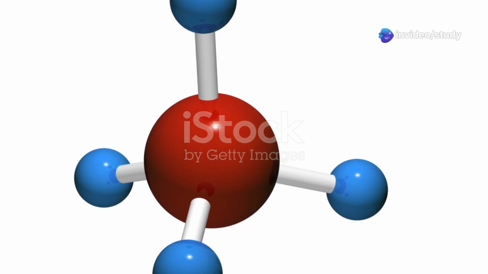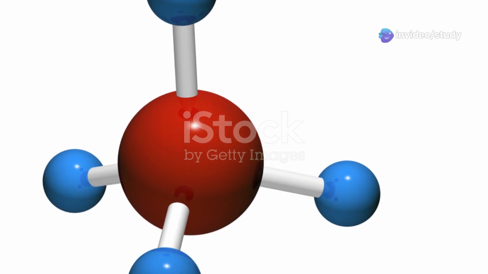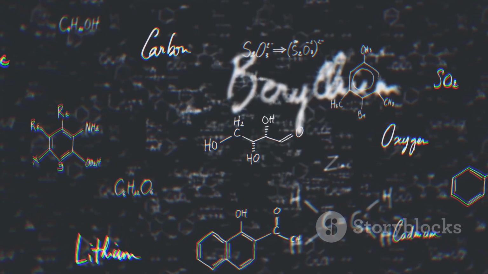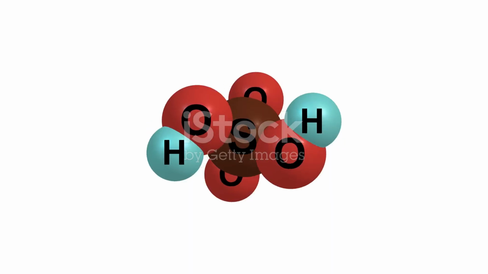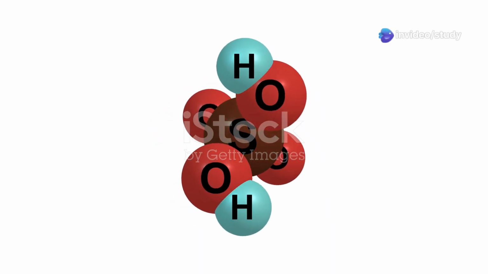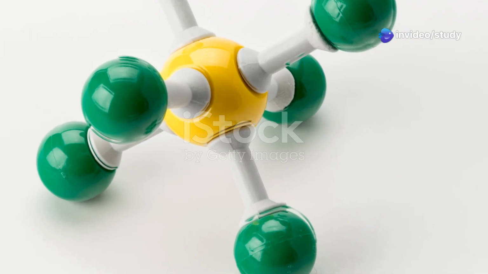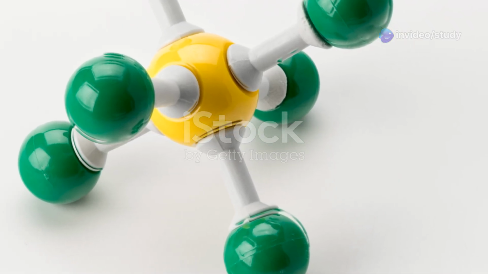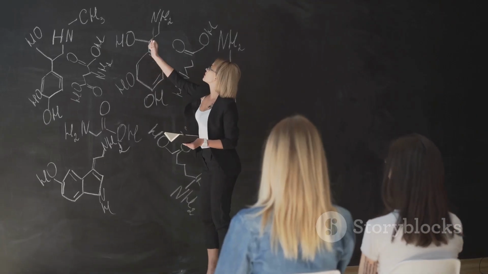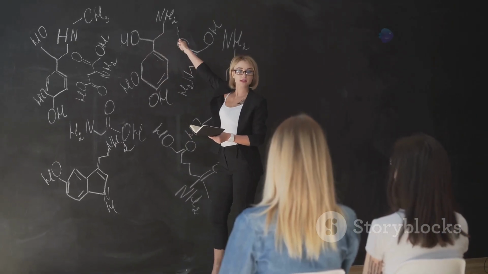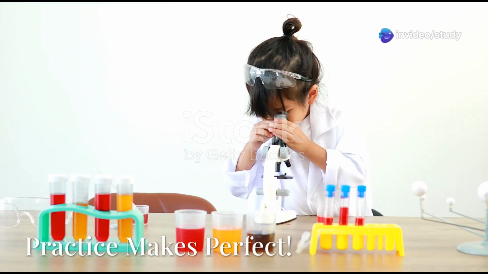Sometimes groups of atoms like to stick together and act like a single unit, kind of like a team. These groups are called polyatomic ions, and they have their own special names and charges. One example is the sulfate ion, which has the formula SO4 2-. This means it's a group of 1 sulfur atom and 4 oxygen atoms that carry a -2 charge. Polyatomic ions can make writing chemical formulas a little more challenging, but with practice, you'll be a pro in no time.